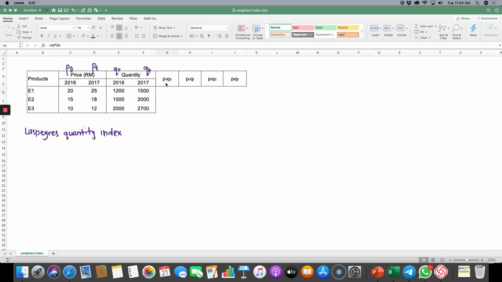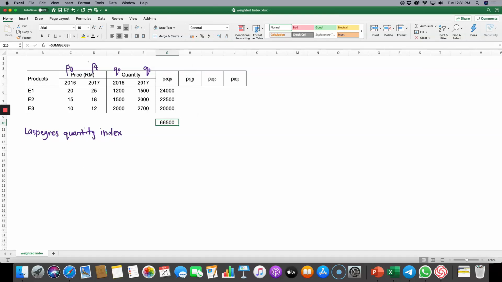Look at here, it will be price at the base year times quantity at the base year, so here, P now times Q now. This is your P now and this is your Q now. So it will be 20 times 1200. This is the value that you get. You do the same for E2 and E3. Once you have finished this, do not forget to find the summation of these 3 items for this column. So 66,500 gives you the value for P now times Q now.